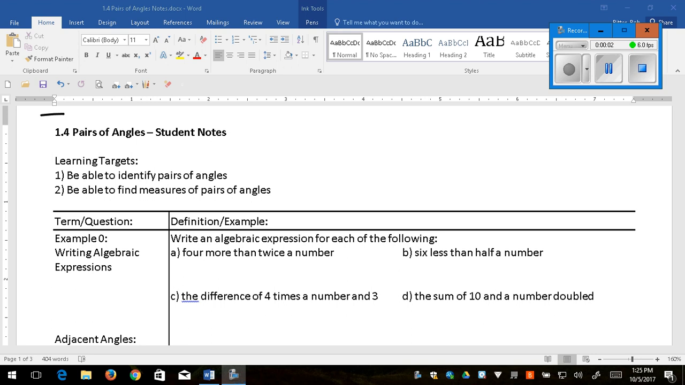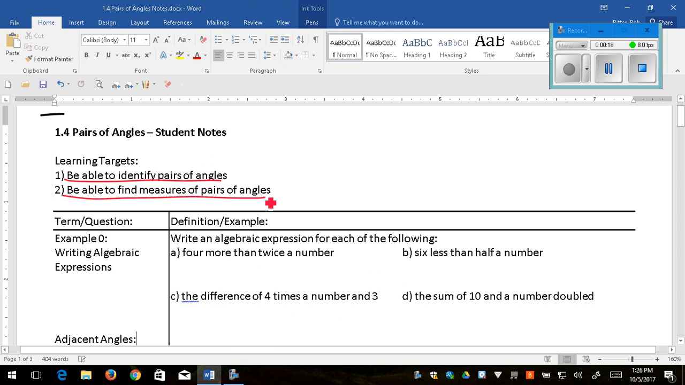Welcome to lesson 1.4, pairs of angles, angle pairs. The learning targets for this lesson are that by the end of the lesson you should be able to identify pairs of angles and different types of pairs of angles, and you should be able to set up and solve equations and find measures of pairs of angles.